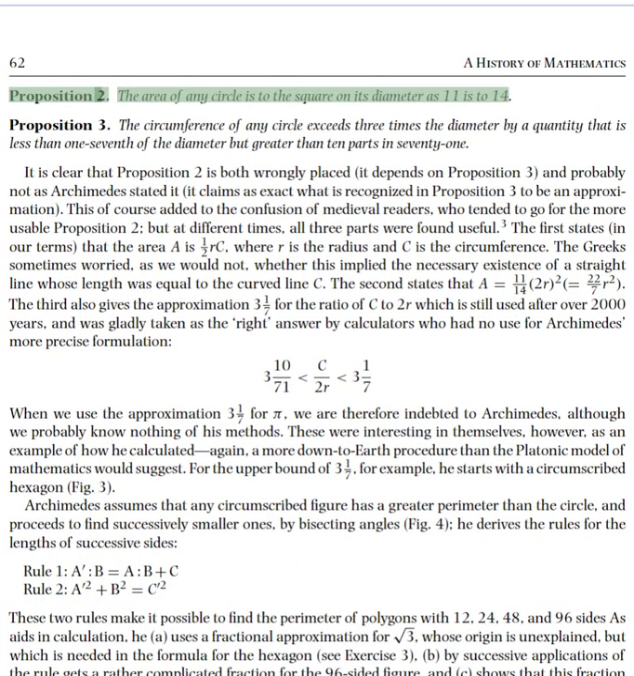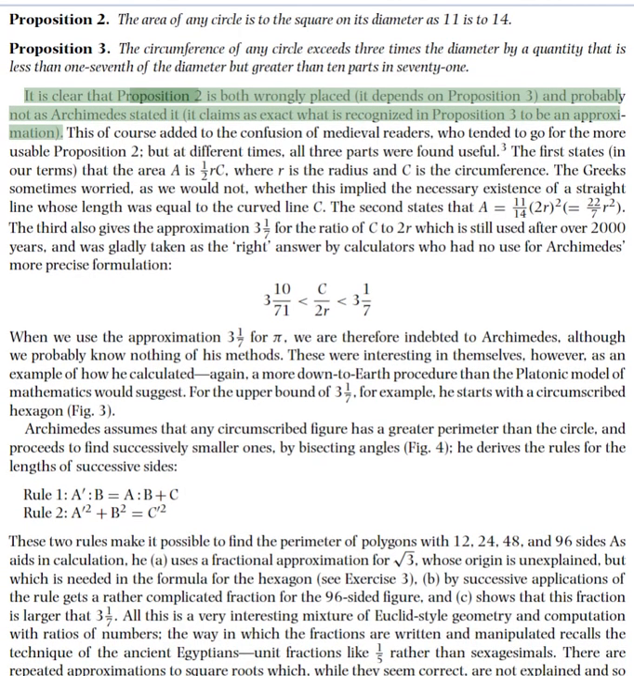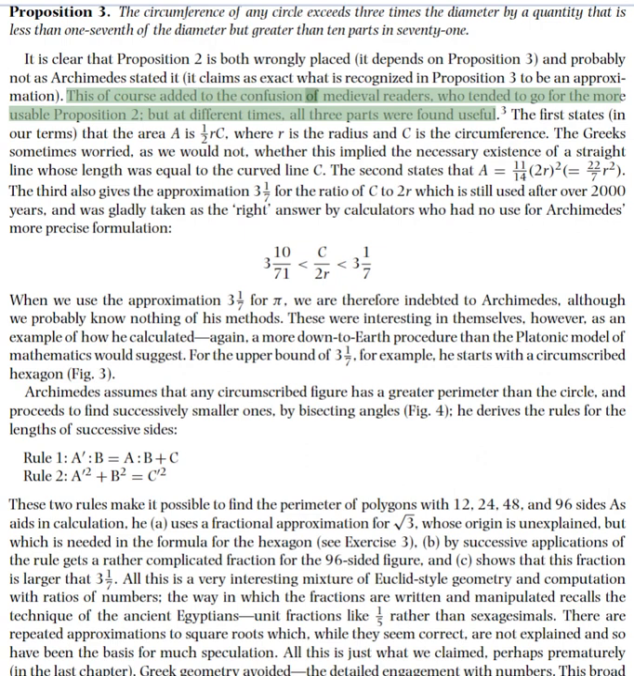Proposition 2. The area of any circle is to the square on its diameter as 11 is to 14. Proposition 3. The circumference of any circle exceeds 3 times the diameter by a quantity that is less than 1/7 of the diameter, but greater than 10 parts in 71. It is clear that Proposition 2 is both wrongly placed and probably not as Archimedes stated it. This of course added to the confusion of medieval readers, who tended to go for the more usable Proposition 2, but at different times, all 3 parts were found useful.